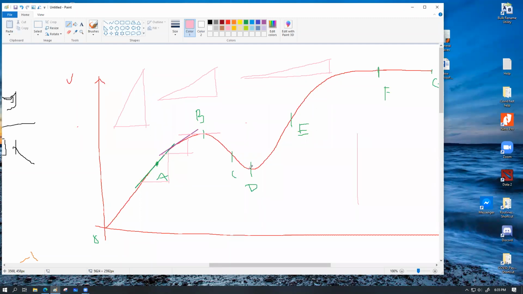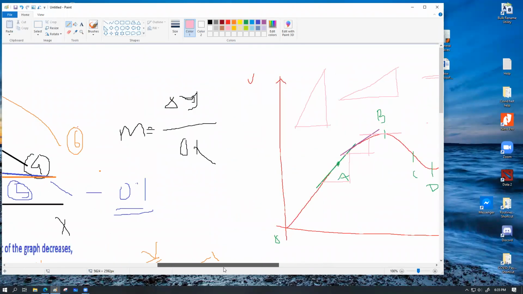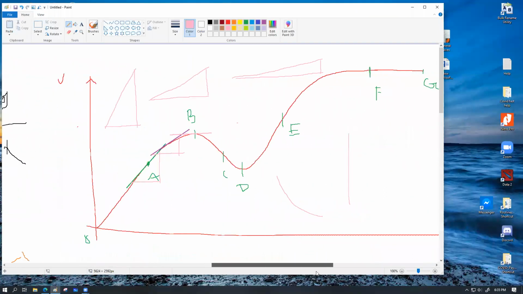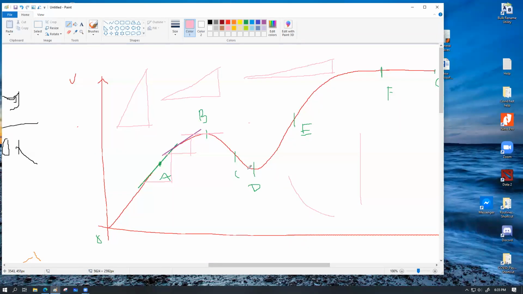because this part of the graph is somewhat like this, which resembles the shape of number 5 graph, where the gradient of the graph is slowly becoming less and less and less, because you can see at the lowest point the gradient is once again becoming what? 0. So you're losing gradient from C to D. Initially you have a more steeper part, which is more vertical, and as you slowly move from C to D, the graph is slowly becoming more horizontal.